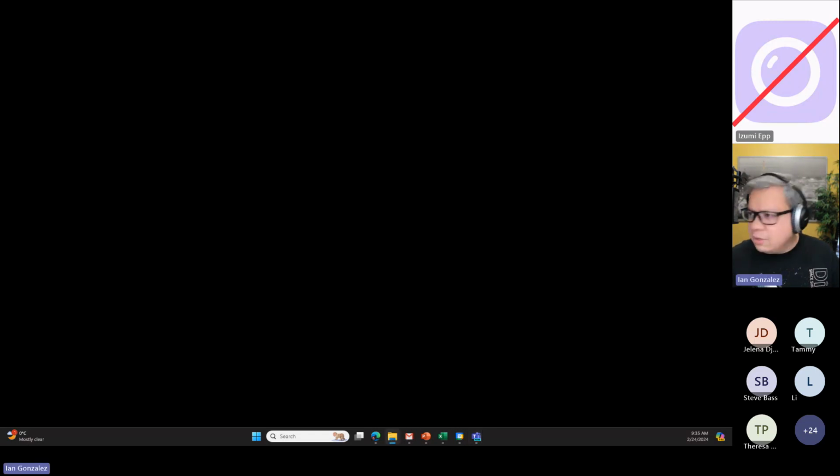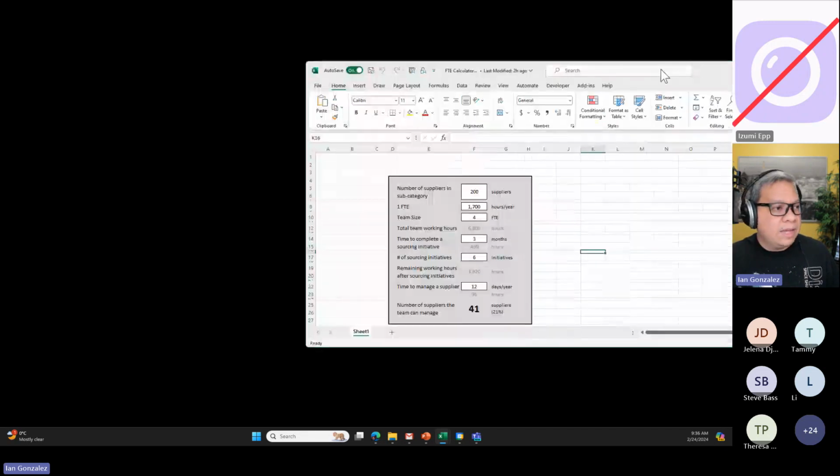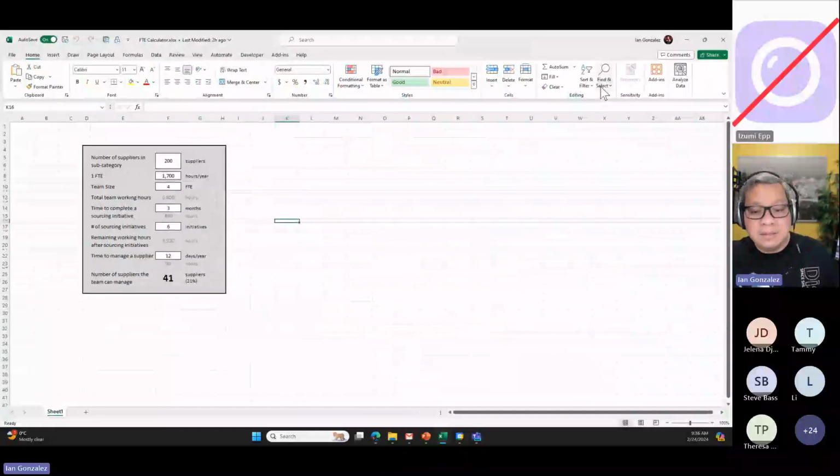Oh yeah, I also demoed the FTE calculator. Let's bring that up, because you saw that and you might want to know how it works. This one's a lot easier. It's not even a macro-enabled file. It's just a simple calculator I built.